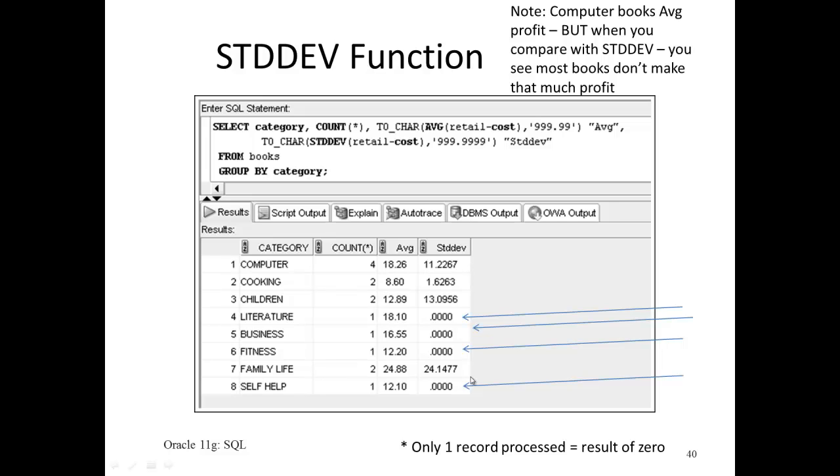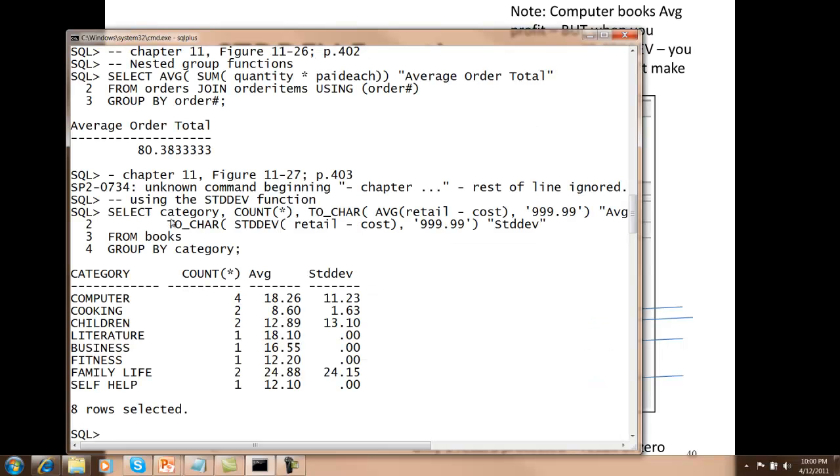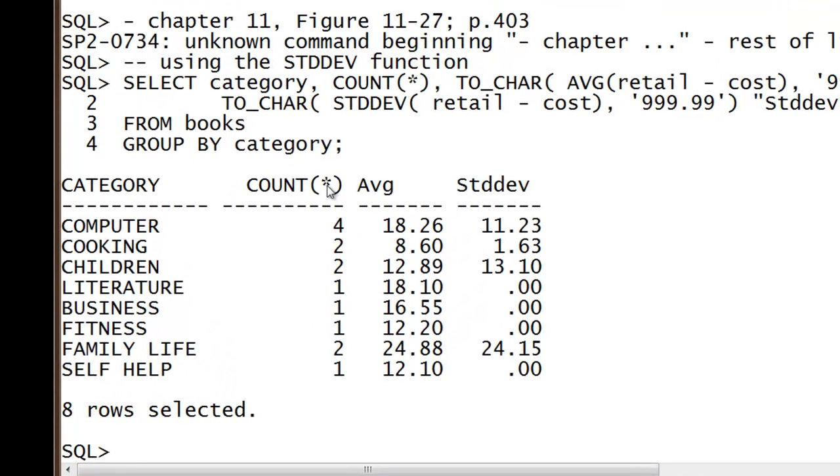Quite a difference. Notice the zeros here. The zeros again means that only one record was processed and there's no range to compare it to. So only one record processed equals a result in standard deviation of 0. Using the standard deviation function, same thing. Our count again, the average, a standard deviation, and again the ones with zeros had only one item. So there's no variance, no deviation from a mean to count on here.